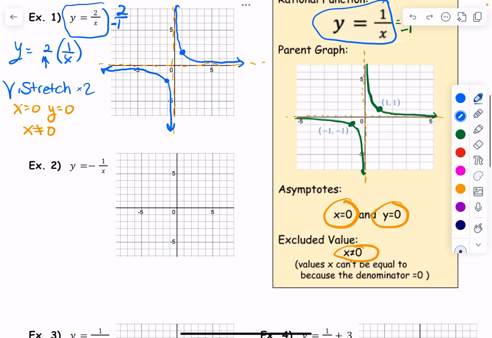Okay. The next one that we see is telling us to reflect over the x-axis. Because if I have f of x and I do the opposite of f of x, that is reflecting over the x-axis. So what we're going to do is we still have the same asymptotes.